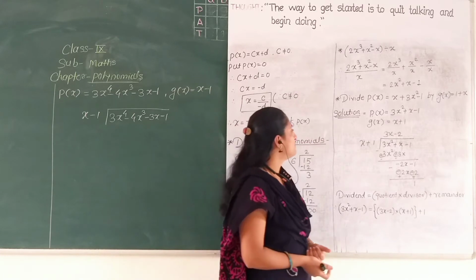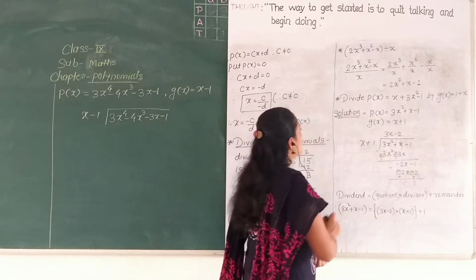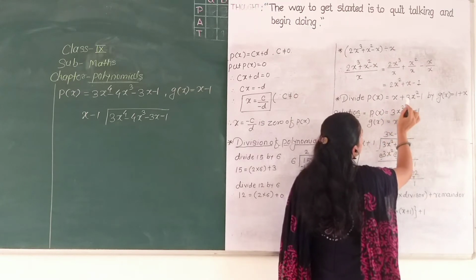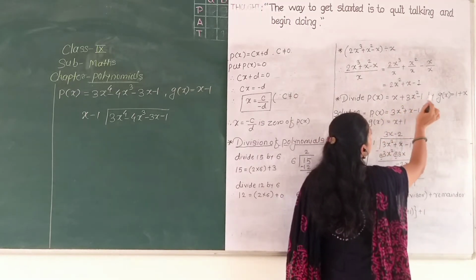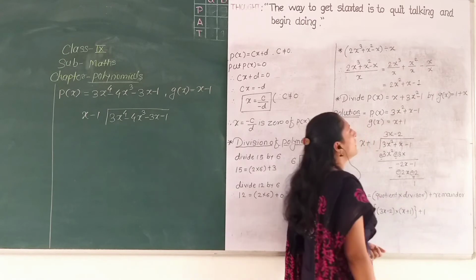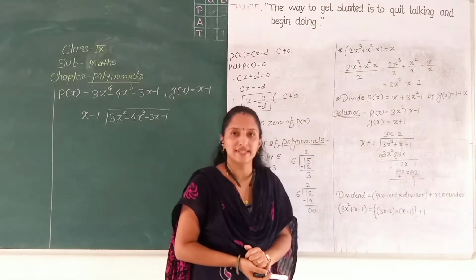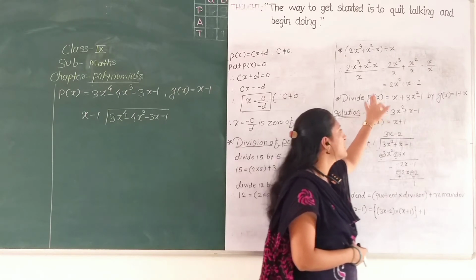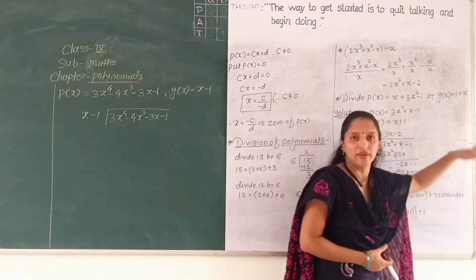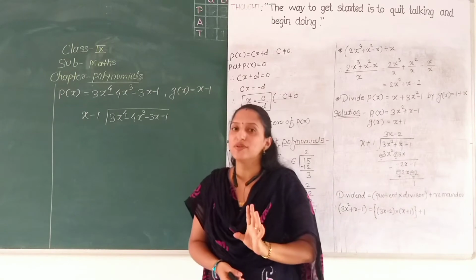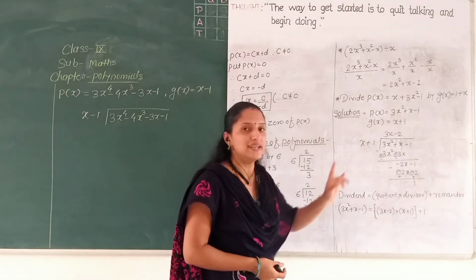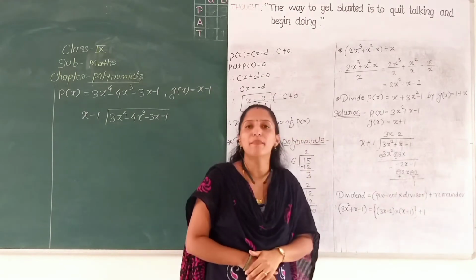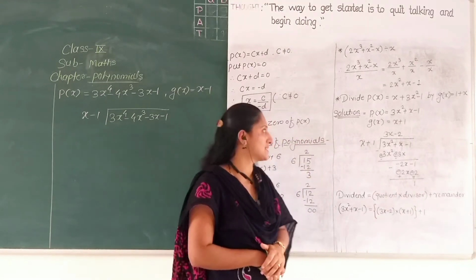Now look here. Now the polynomial is here. Divide p of x is equal to x plus 3x square minus 1 by g of x is equal to 1 plus x. Now we have to divide the polynomial p of x by the polynomial g of x. Now g of x is not a monomial, it's a binomial. We have to divide this polynomial by a binomial, g of x.